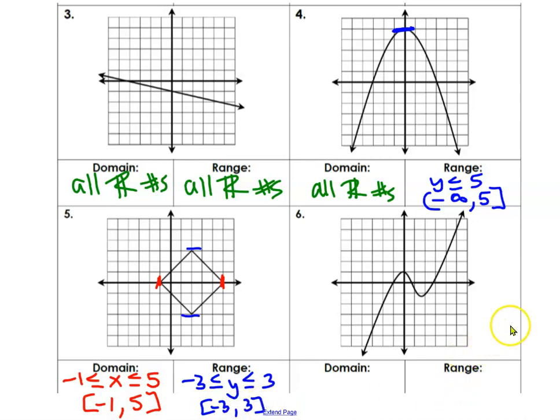All right, number 6 is back to the arrows. Looks like the arrows go down and left, right? And up and right. So this one is also all reals, or from negative infinity to positive infinity. Again, you can write it in English, or you can write it in math.